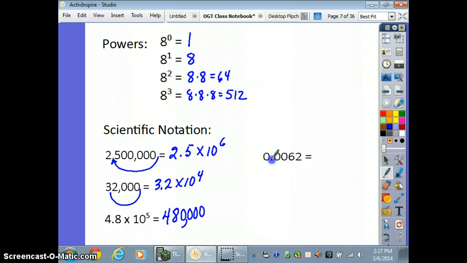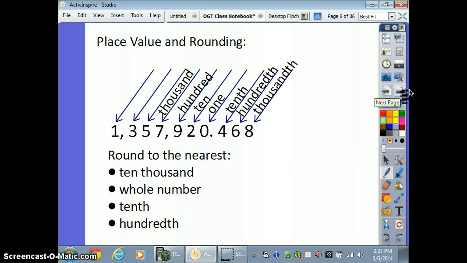Small numbers. We want to again make it be a number between 1 and 10. We've moved the decimal 3 places back, 10, and then it'd be negative 3. Place value. All right, here's our decimal point: ones, tens, hundreds, thousands, 10,000, 100,000, and then million.